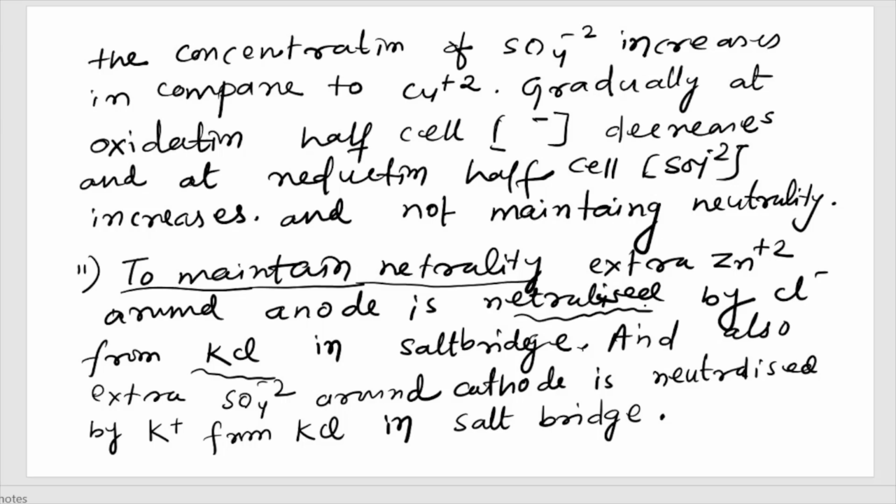Clear now? Similarly, extra SO4 minus 2, that is on the right side, what happened here? The extra SO4 minus 2 is also neutralized by K plus from KCl. K plus is helpful for neutralization of SO4 minus 2, which is in excess. This is the main function of salt bridge. Remember, in salt bridge, one side positive charge is helpful, the other side negative charge is helpful for neutralization.